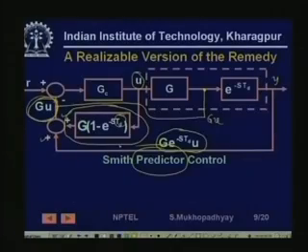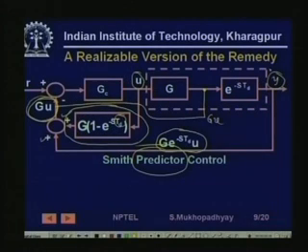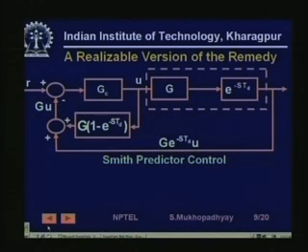I am, in effect, trying to predict the output. Why? Because this is y, the output, and what is this? This is nothing but a future output which will appear here in measurable form after time td. So I am trying to recreate that. In other words, I am trying to predict the output and then give it as feedback. That is why it is called the Smith predictor control. Now there are of course several questions as to how you can do it.